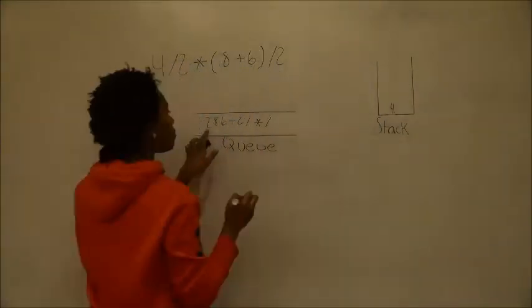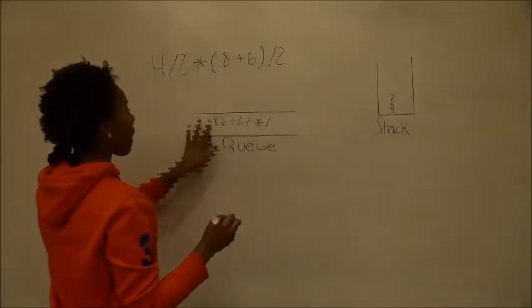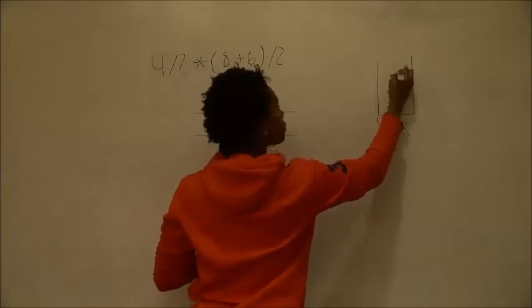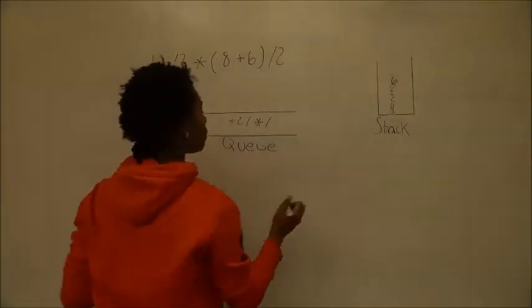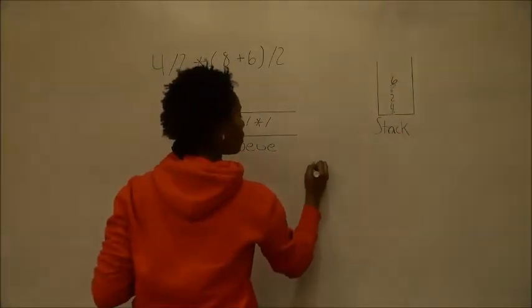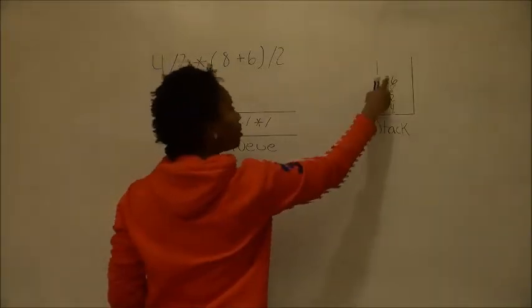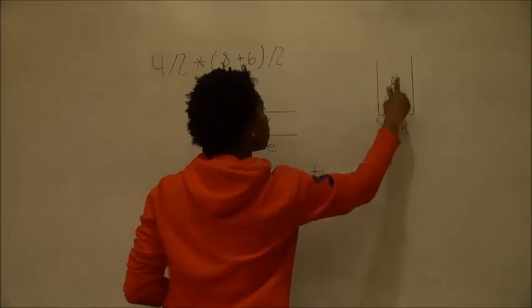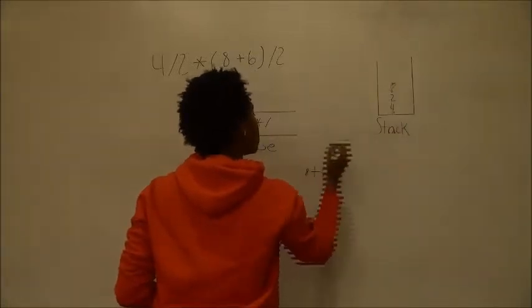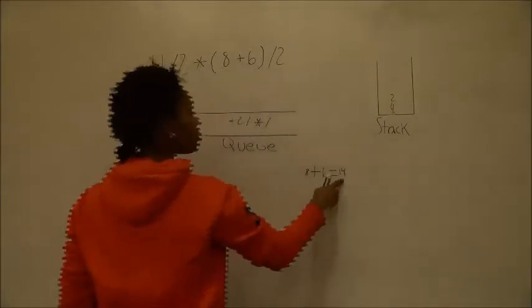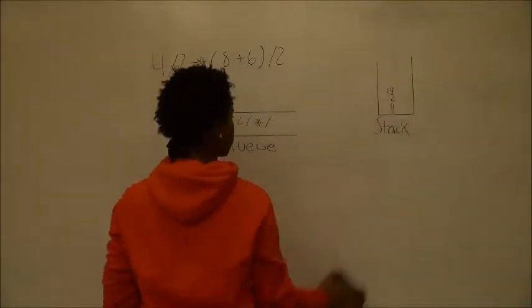The 4 is a number, so we add that to the stack. 2 is also a number, so we add that to the stack. 8, also a number, goes into the stack. 6 also goes into the stack. We have reached an operator, so we pull the plus out of the queue, but it does not go into the stack. We take the 6 out of the stack and put it to the right of the operator, and take the 8 out of the stack and put it to the left of the operator. We solve and get 14, which should go back to the top of the stack.